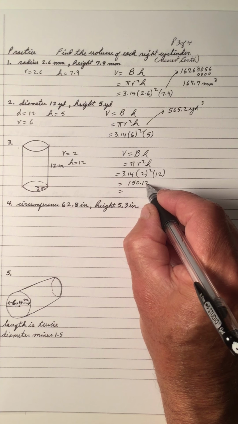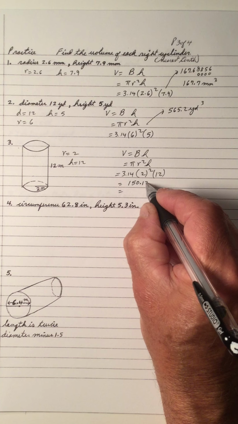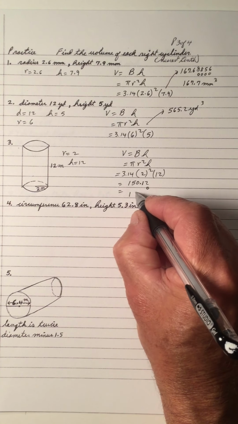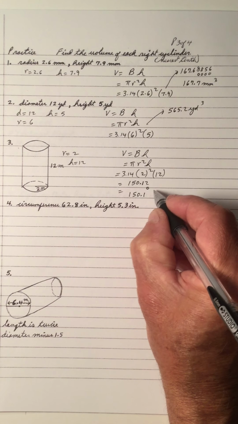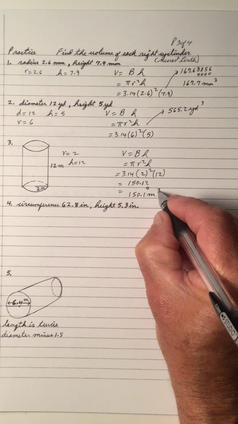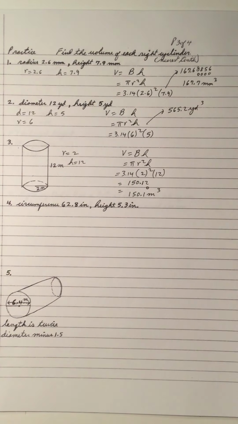So the hundredths place becomes a 0. This number is less than 5, so we don't change the 1. So the answer is 150.1, and it's in meters, so it's meters cubed. Again, always check, make sure all the units are the same.